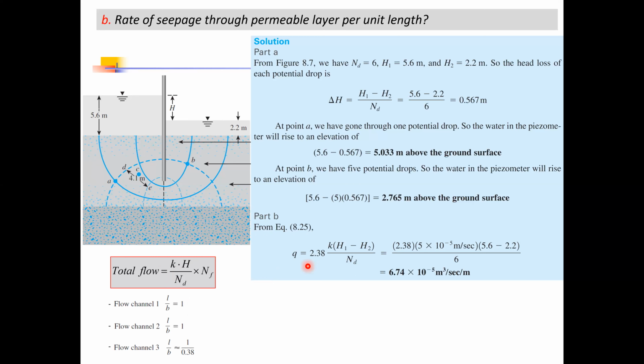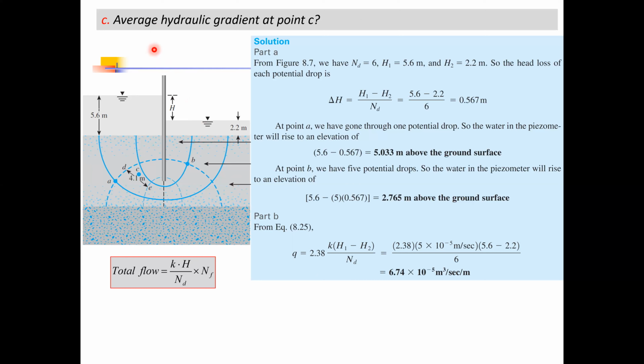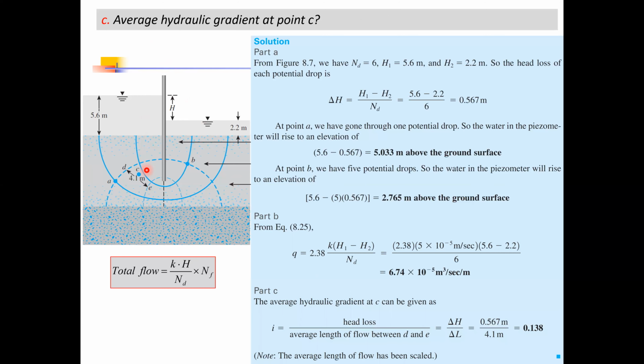Now let's see how can we determine the average hydraulic gradient at point C. So this is point C. Our objective is to determine the average hydraulic gradient. As you know, the hydraulic gradient has a simple relationship, and this is the head loss over a certain distance. So head loss over a certain distance can again easily be determined by using this equation.